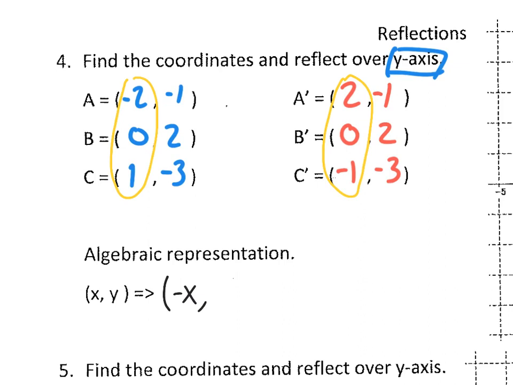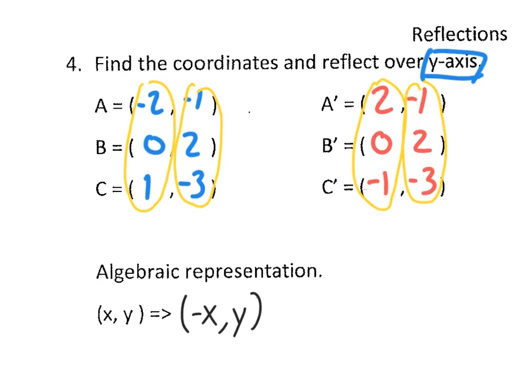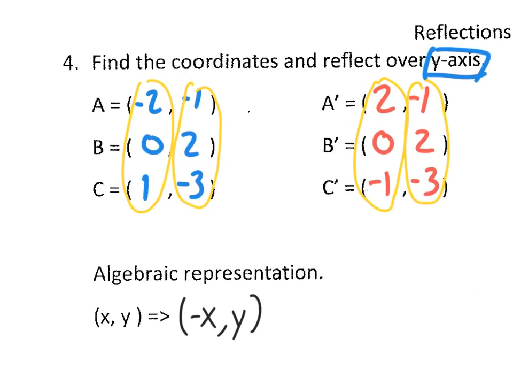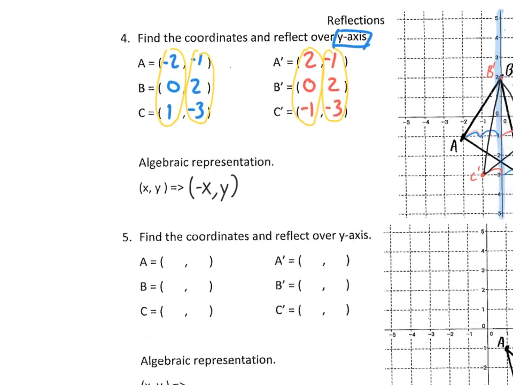Now for the y's, I have a negative, positive, and a negative, and over here I have a negative, a positive, and a negative. So nothing changed about my y's, and it will remain the same. I'm going to go ahead and tell you, just so you know for the others, if it's a reflection across the y-axis, it's always going to be x that changes. If it's a reflection across the x-axis, it's always going to be the y that changes.